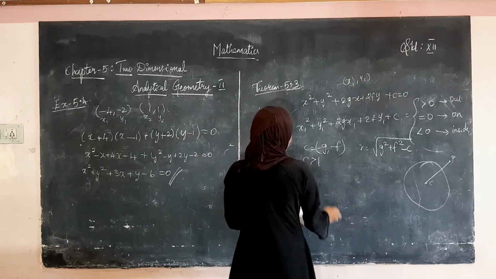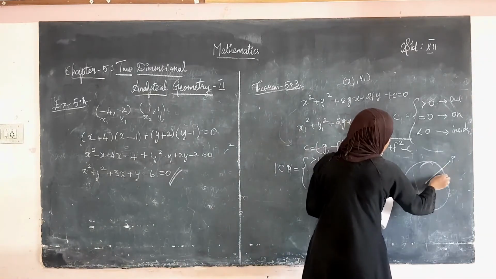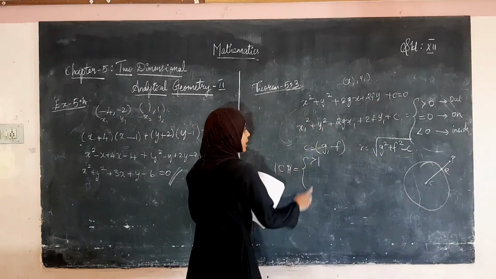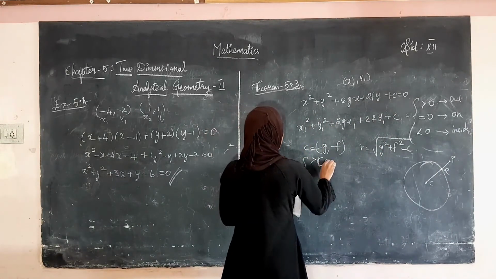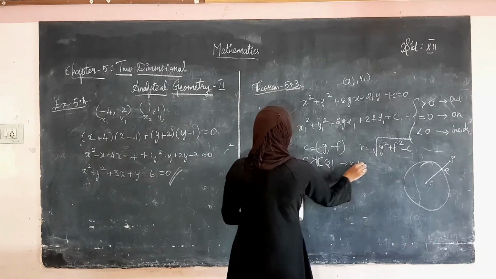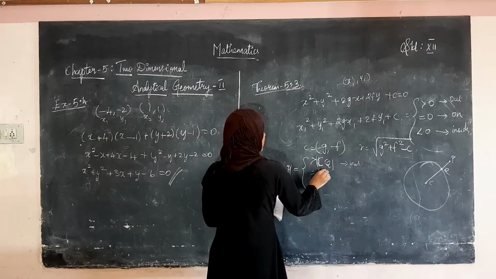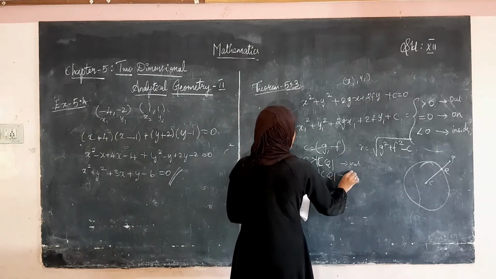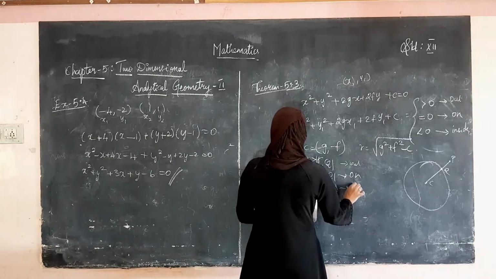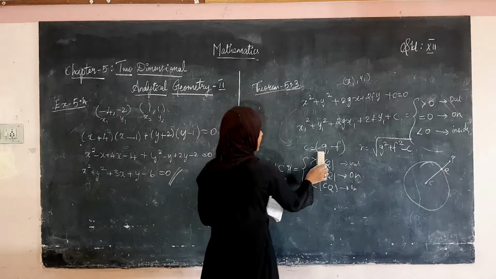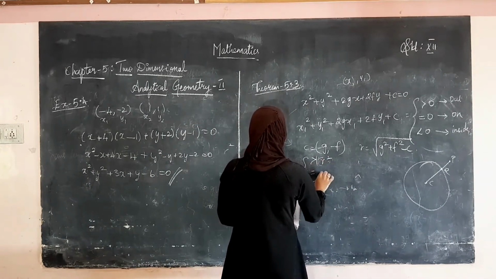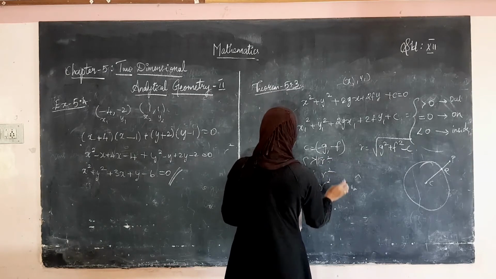is greater than, let the point where the line meets the circle be Q. If CP is greater than CQ, it lies outside. If CP is equal to CQ, then it is on the circle, and if CP is less than CQ, it is inside. So CQ means it is R, right? R square, R square.